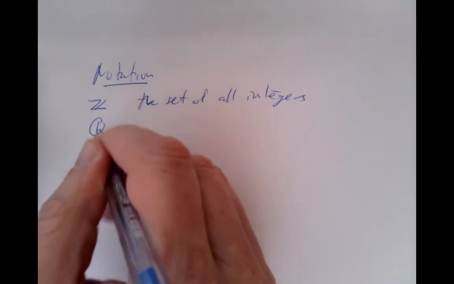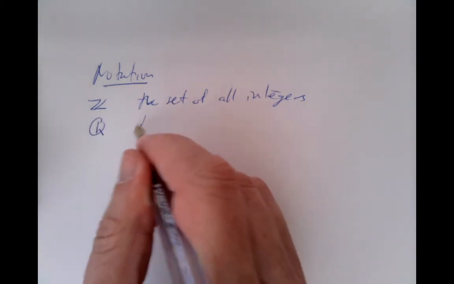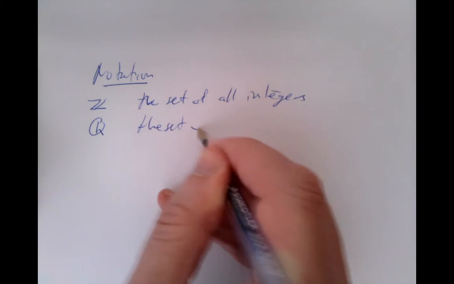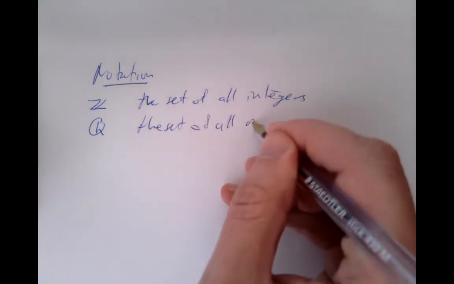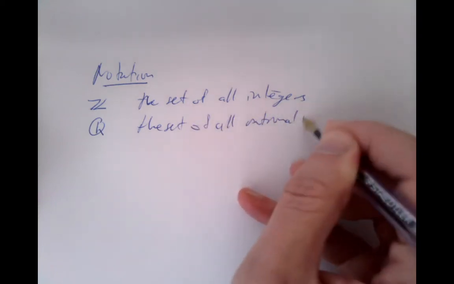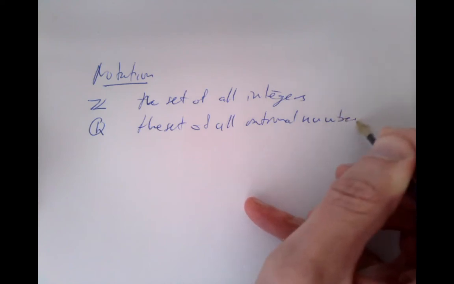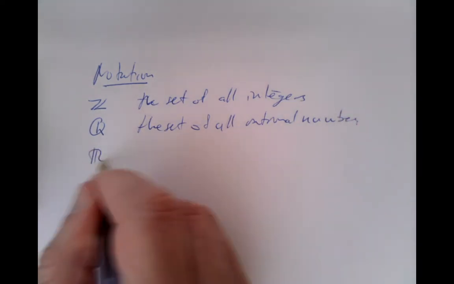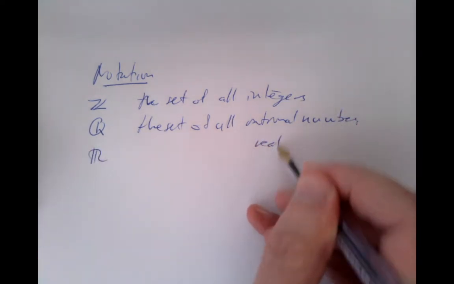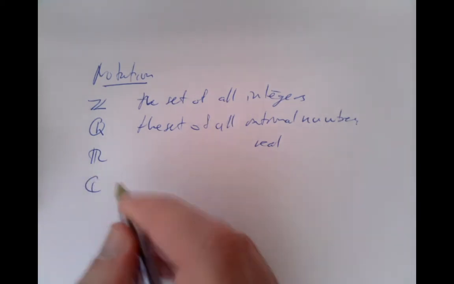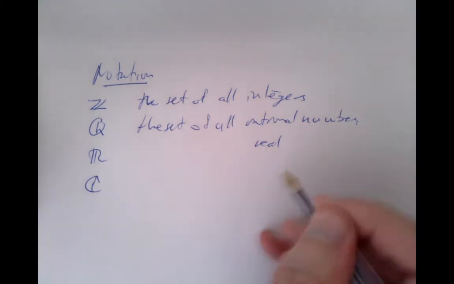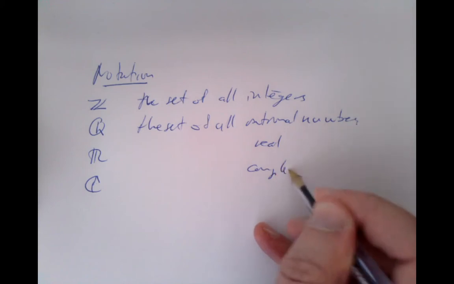Similarly, Q with a bar through it is the set of all rational numbers. And R is the set of all real numbers. And C, again with a bar through it, is the set of all complex numbers.